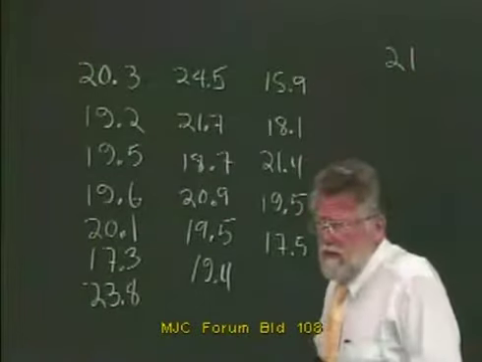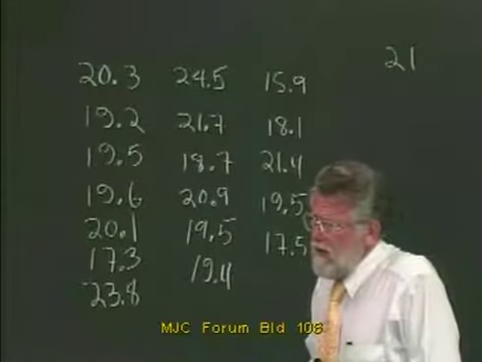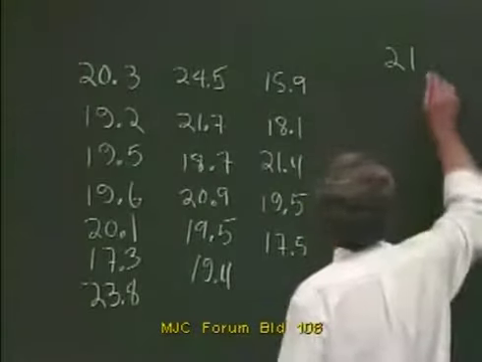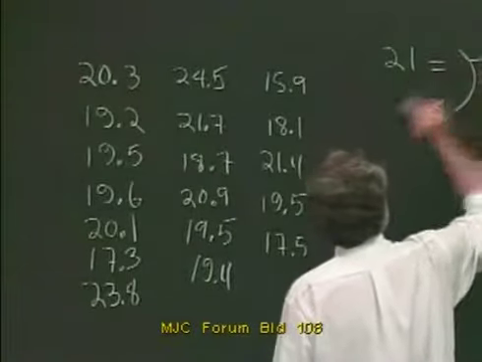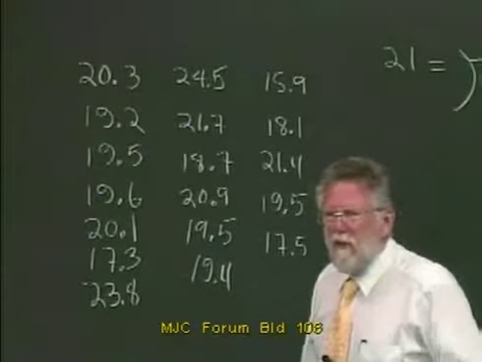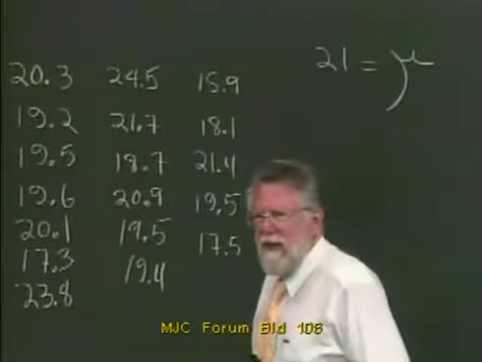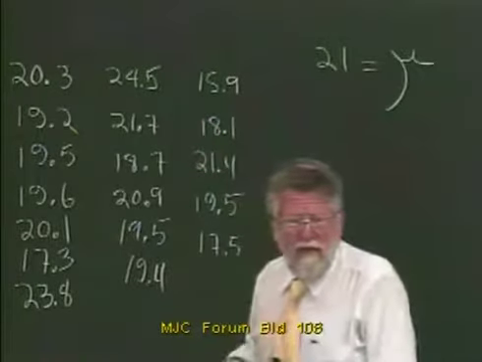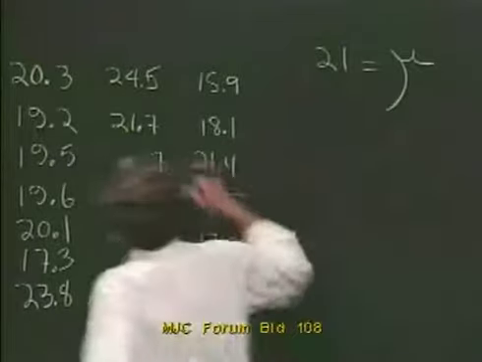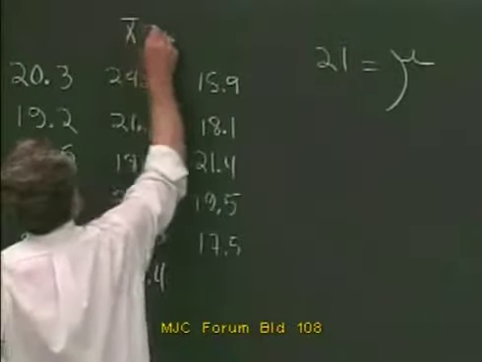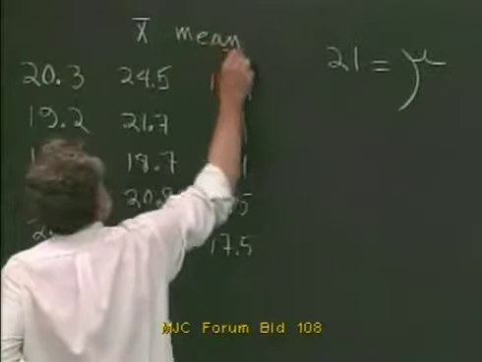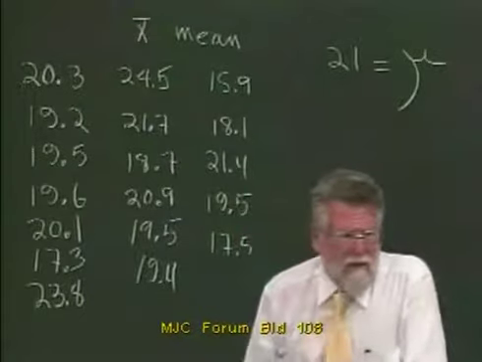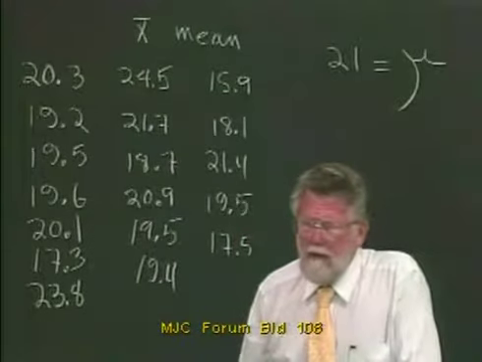Now, the symbol I'm going to use for a population is a Greek symbol. It's the Greek symbol mu. And these values are going to be used with an English symbol called X bar. And we call this the mean. So we have a sample mean and a population mean. The sample means are an estimate of the population mean.